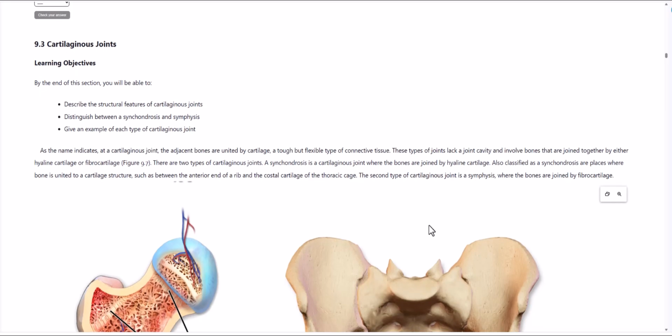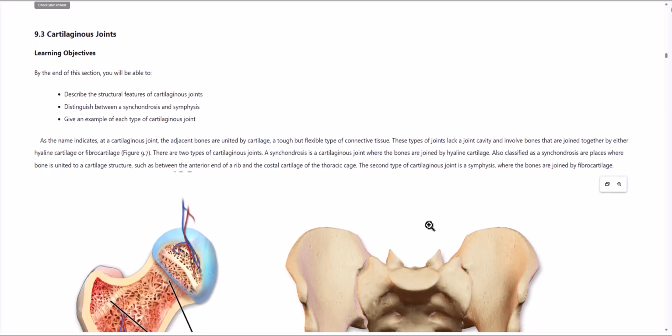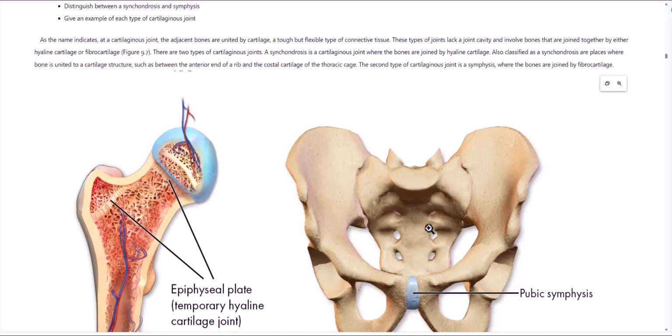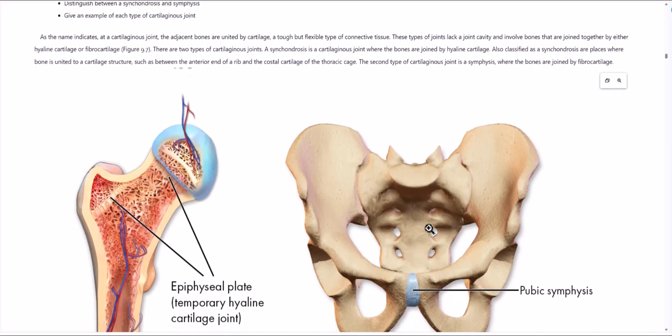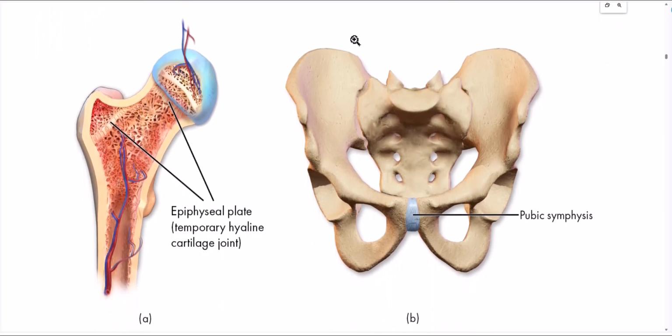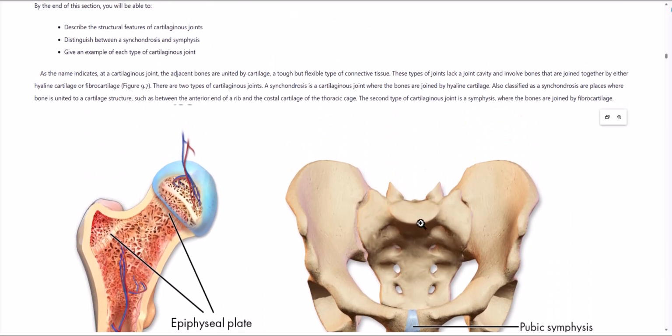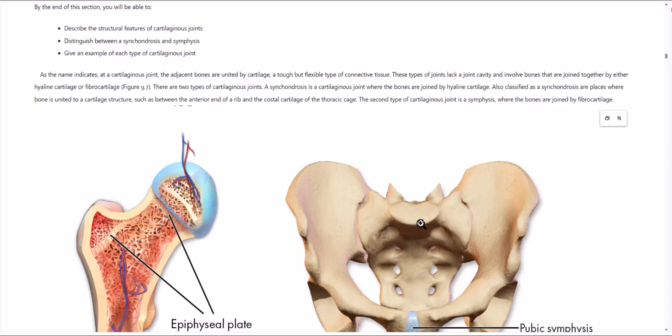Moving on to 9.3, cartilaginous joints. One of these I already mentioned briefly, and this is where we have a slightly movable joint, and the bones are held together either by hyaline cartilage or fibrocartilage. And we will take a look. Number one, the pubic symphysis. Already mentioned this one, right? Between the two pubis bones, there's a nice chunk of cartilage there.